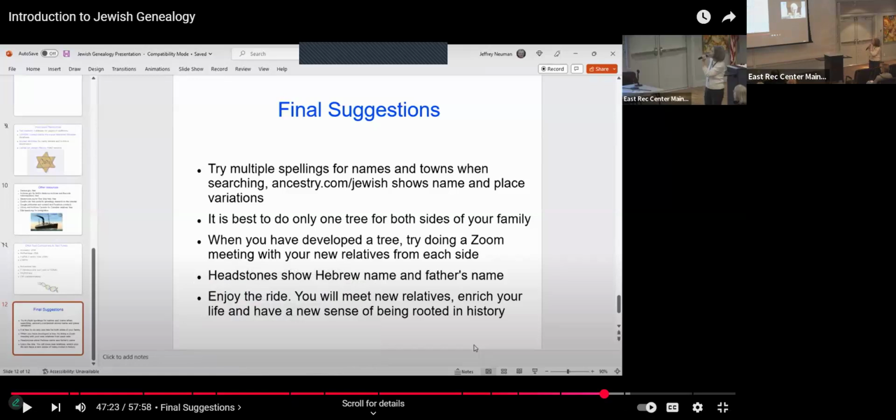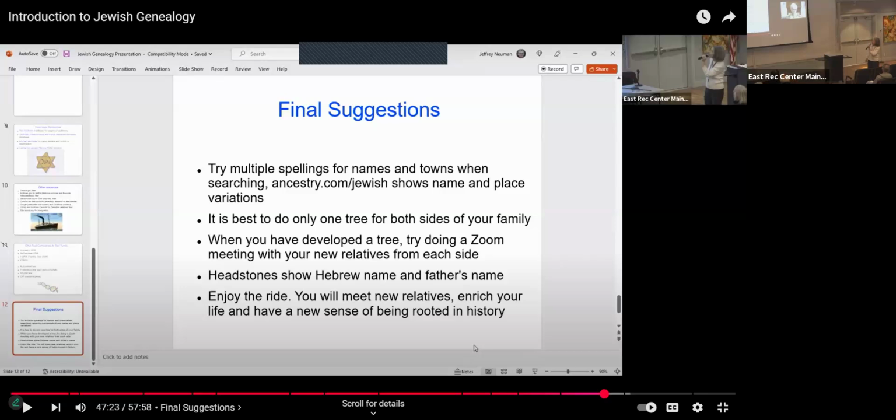And when you have developed a tree, try doing Zoom meetings. I did three of them: one for my mother's side, all the people on my mother's side, one for people on my father's side, and one for the Israeli relatives. And they were all absolutely wonderful. Everybody loved it.